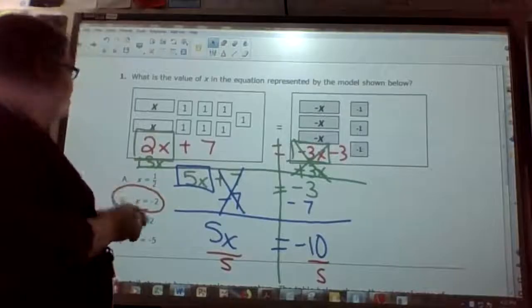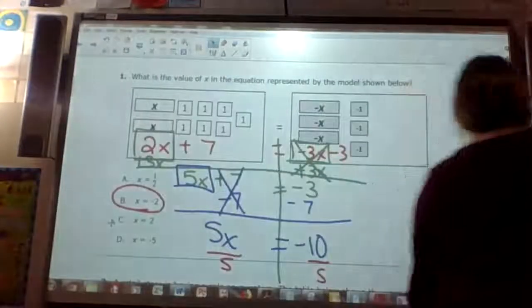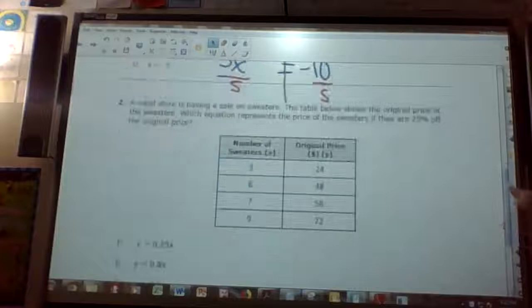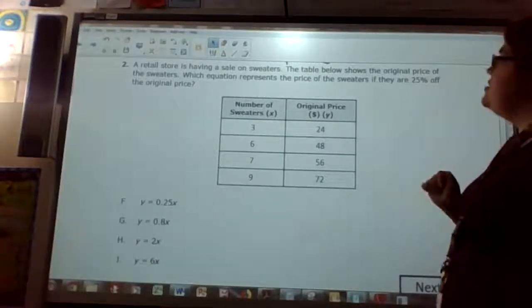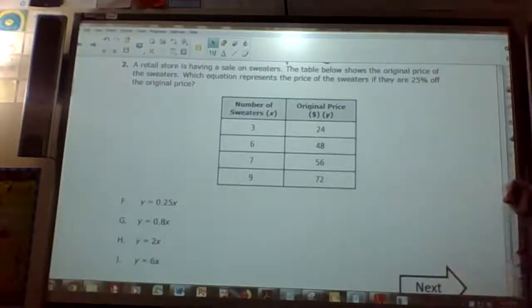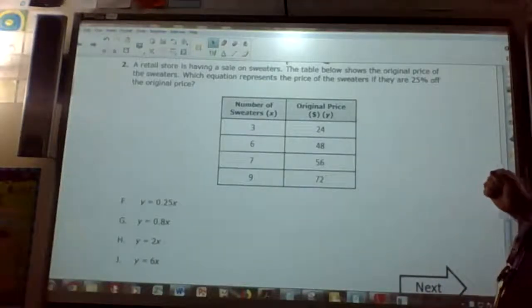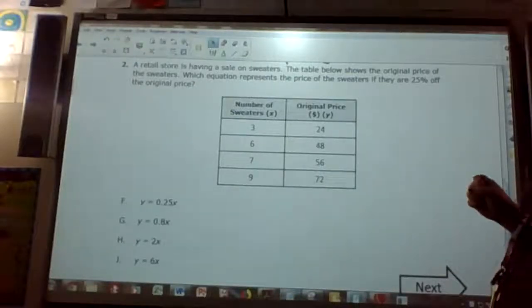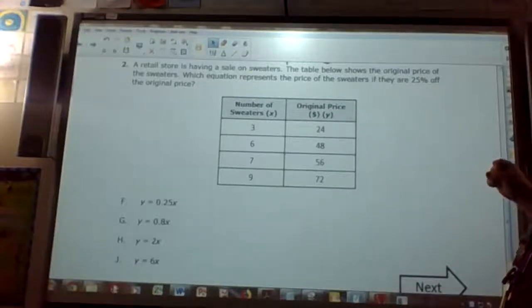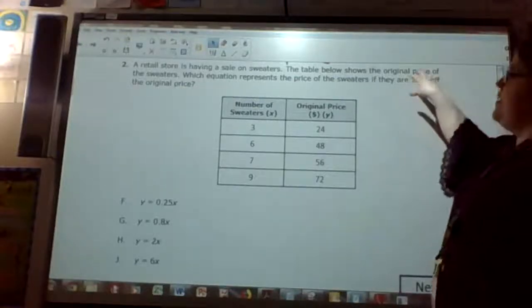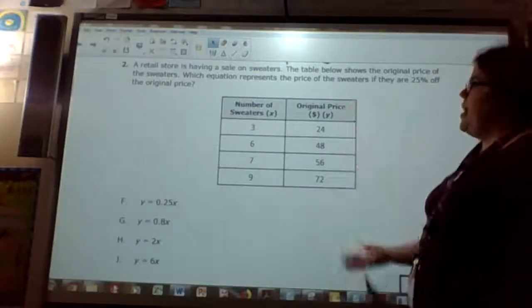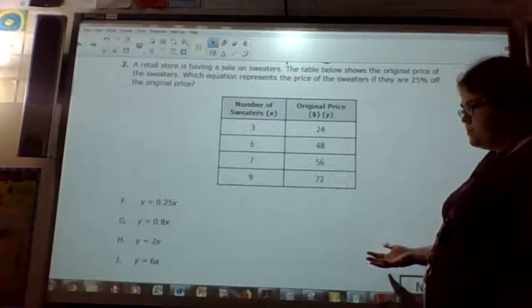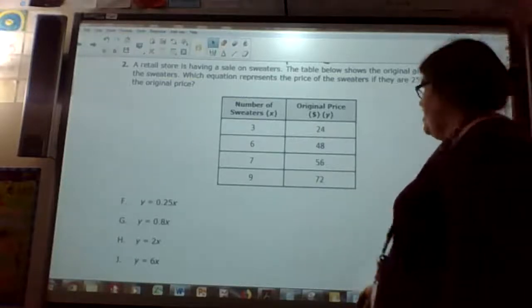The next problem, let me scroll through. Number 2, we have a retail store having a sale on sweaters. The table below shows the original price of the sweaters. Which equation represents the price of the sweaters if they are 25% off the original price? So I'm looking for the 25% off. So to find 25% off of my original price, I need to find that out.